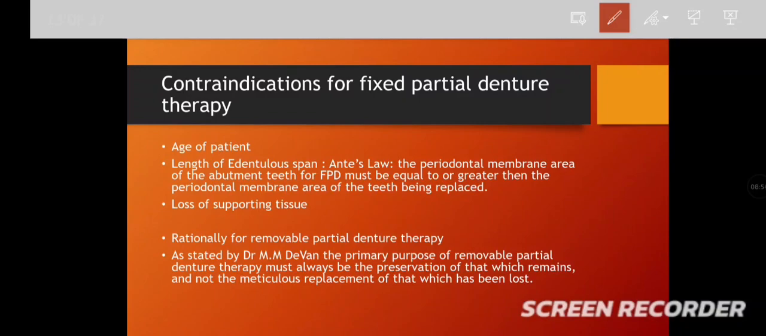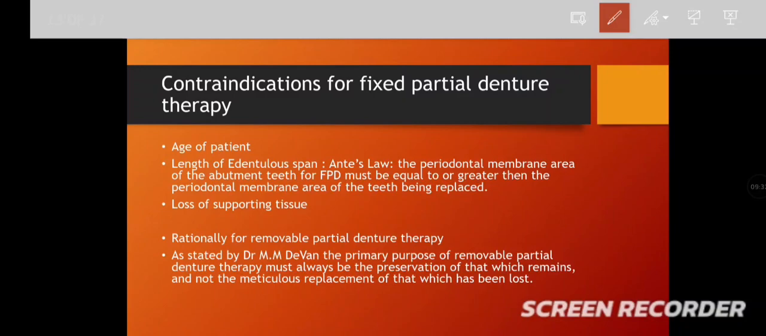Next is length of edentulous span. There is a rule, that is Ante's law. It tells that the periodontal membrane area of abutment teeth for RPD must be equal to or greater than the periodontal membrane area of the teeth being replaced. For example, if you are replacing one tooth with the support of two teeth, then it is fine. If you are replacing three teeth with support of two teeth, then it is against Ante's law.